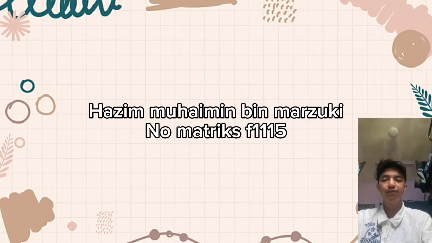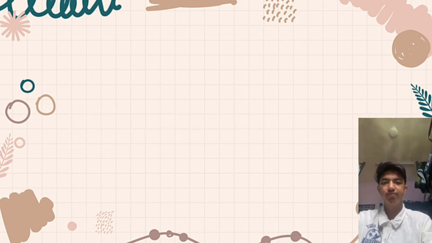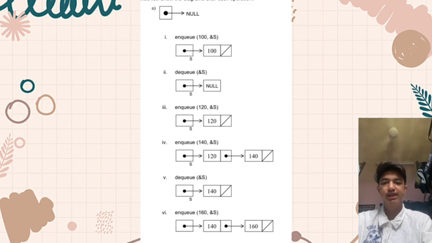My matric number is F115. So today I will explain about this figure 1. A queue is a linear data structure that follows the first in, first out principle, which we call FIFO. Elements are added to the queue at the tail and removed from the queue at the head.